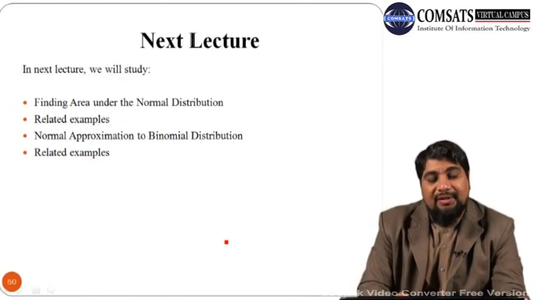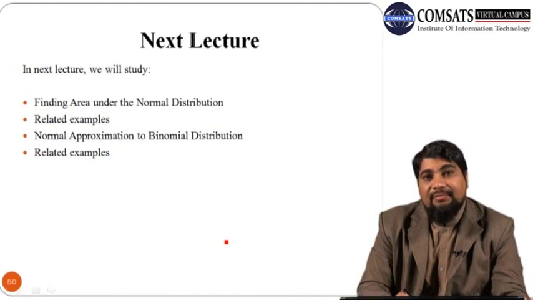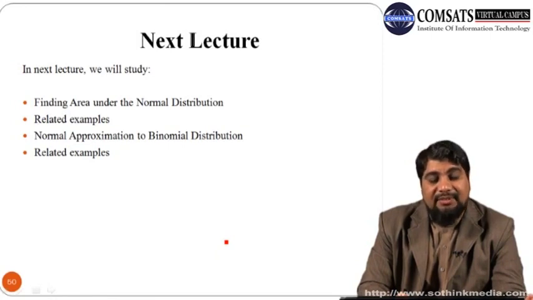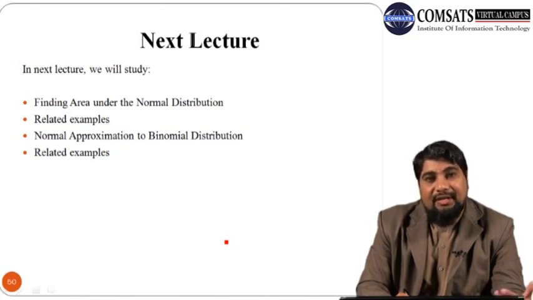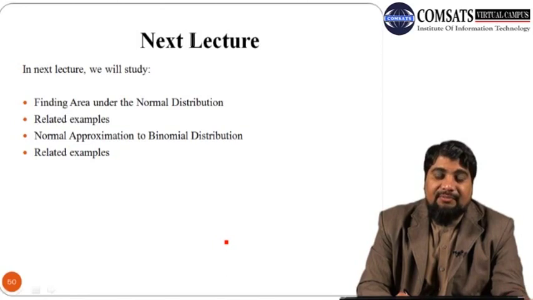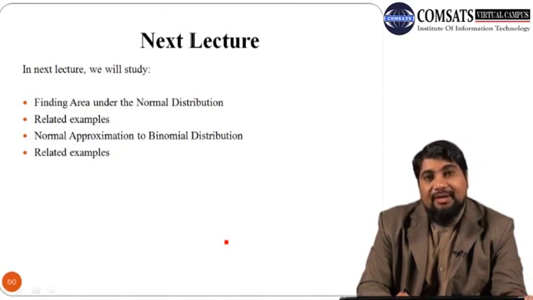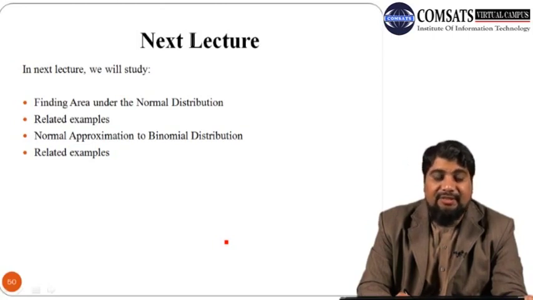In the next lecture, we will discuss how we can calculate the area under the normal curve. We will also discuss certain related examples, and how we can use the normal approximation to the binomial distribution. That means how we can use normal distributions instead of binomial distributions when n becomes very large, and we will also cover some related examples for this particular situation.